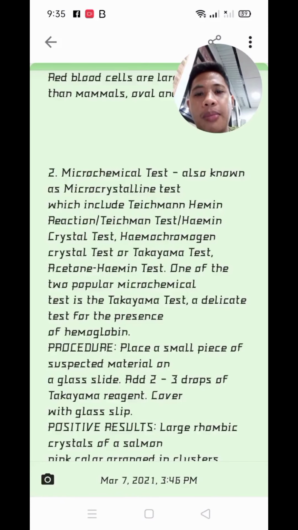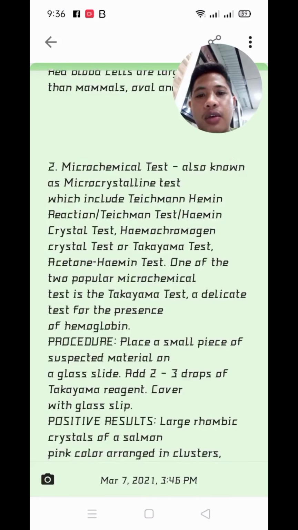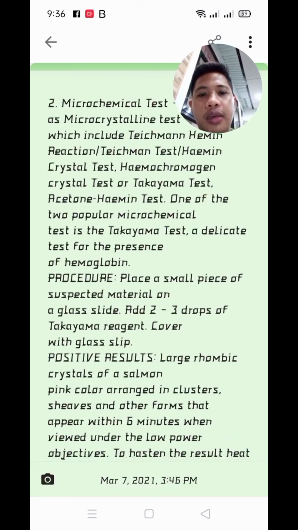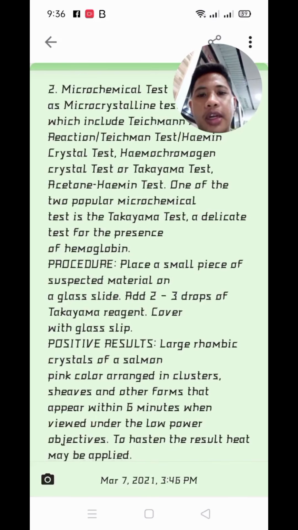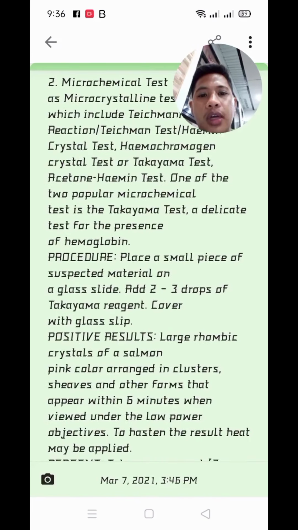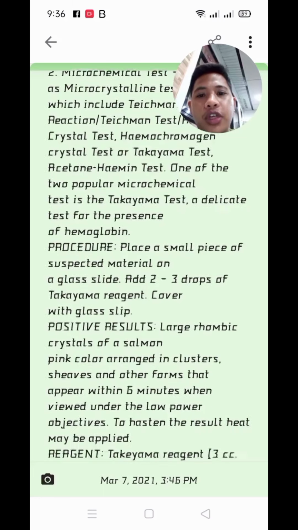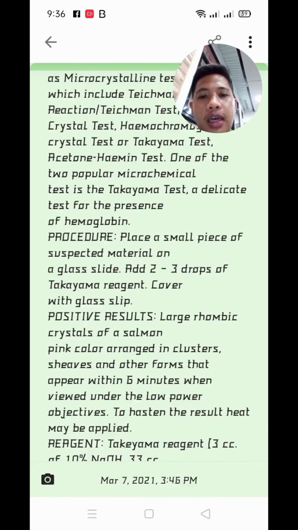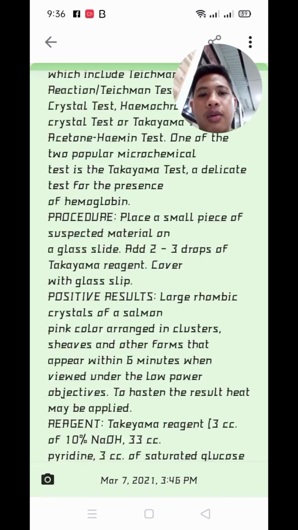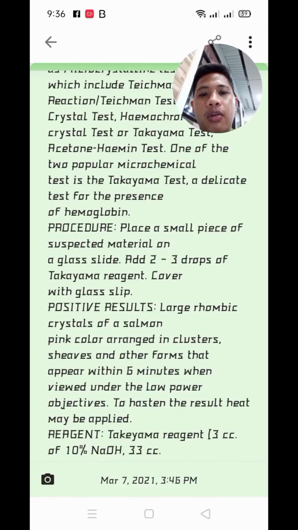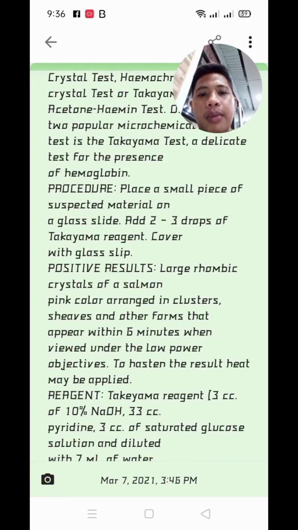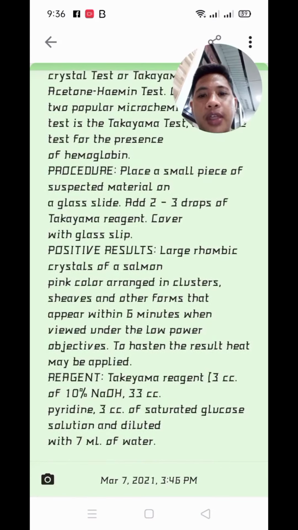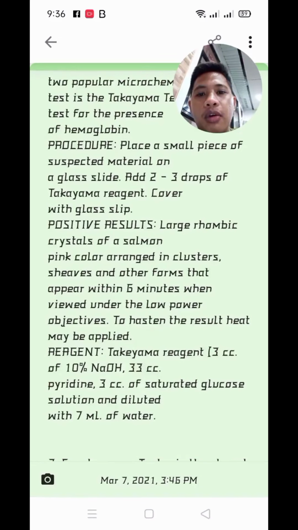Also known as the microcrystalline test, which includes the Teichmann-Hemann reaction, Teichmann test, Hemann crystal test, hemochromogen crystal test, or Takayama test, Aston-Hemann test. One of the two popular microchemical tests is the Takayama test, a delicate test for the presence of hemoglobin.